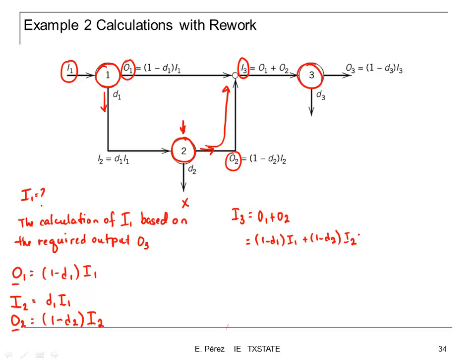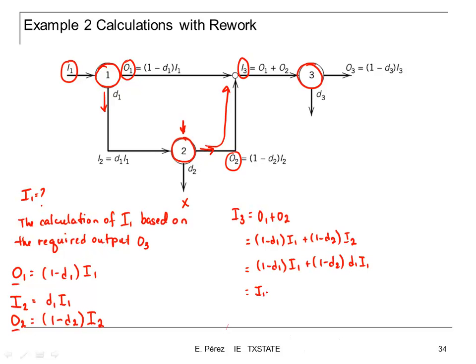In solving this, we know that I2 is equal to D1 times I1, so we can get (1 minus D1) times I1 plus (1 minus D2) times D1 times I1. So we are substituting this part into this equation. And then we can solve for I3.